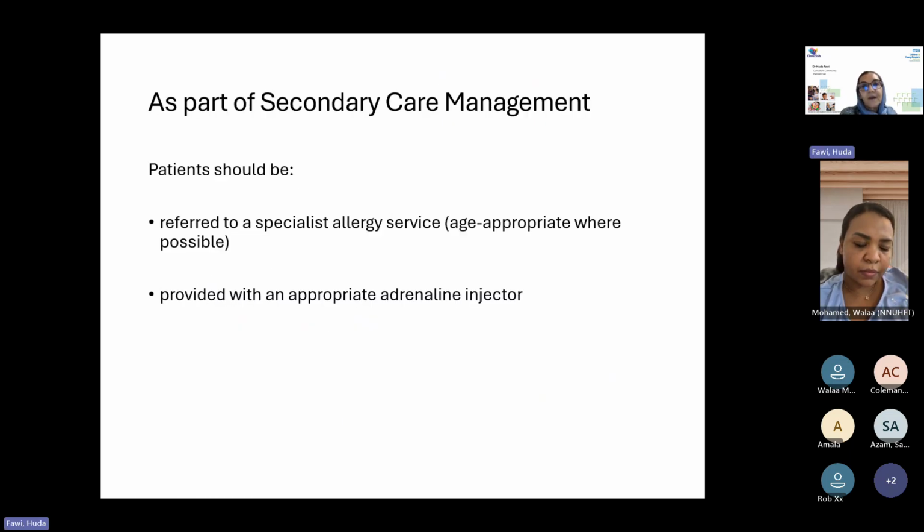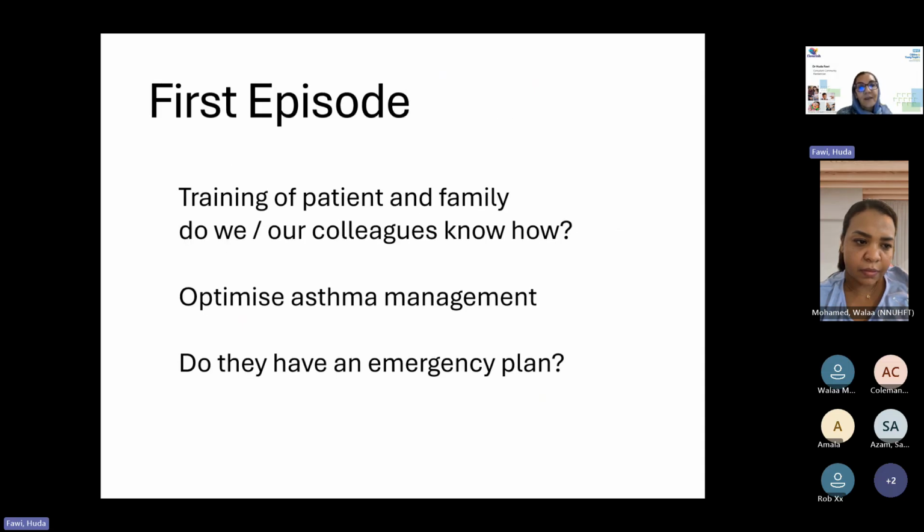Then, yes, you need to refer these children to secondary care and make sure that you provide an appropriate adrenaline injector. And you also train the children and the family. What we find now is that they are prescribed an adrenaline pen, but the families are not told how to use it. So it's important to take time to show them when and how to use it, and optimize the asthma management, because unmanaged asthma may risk death.